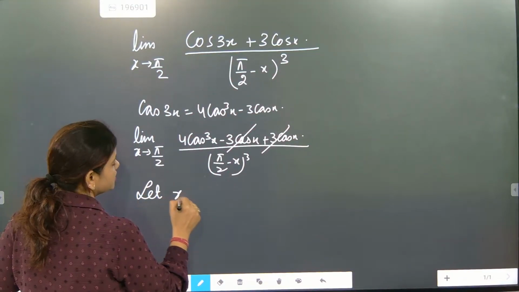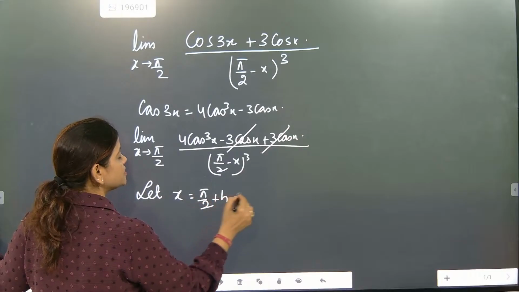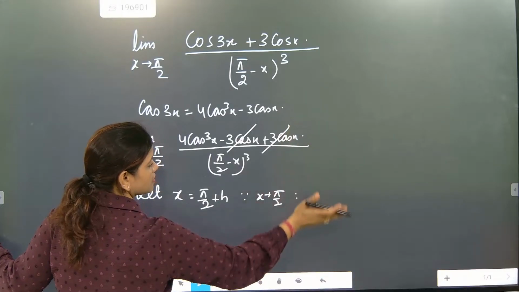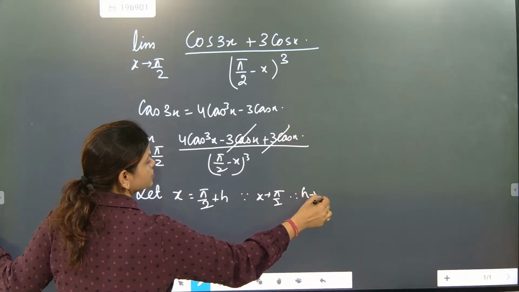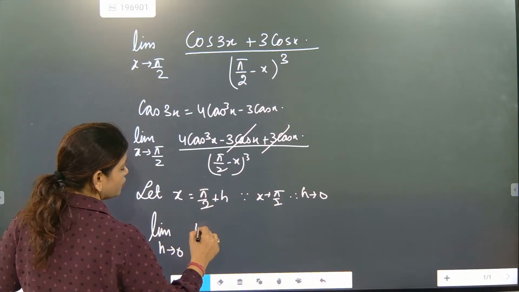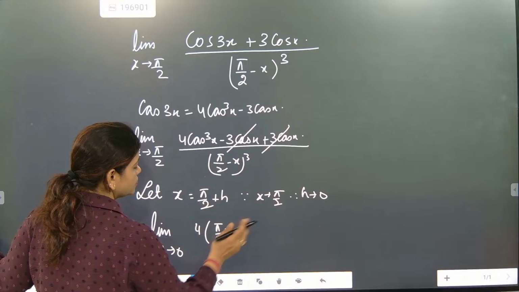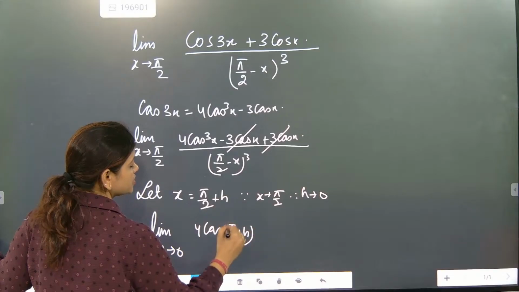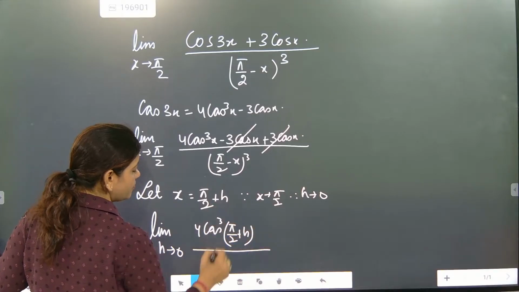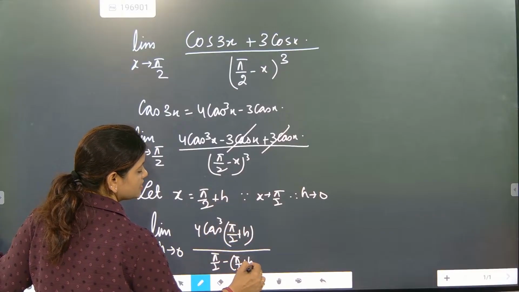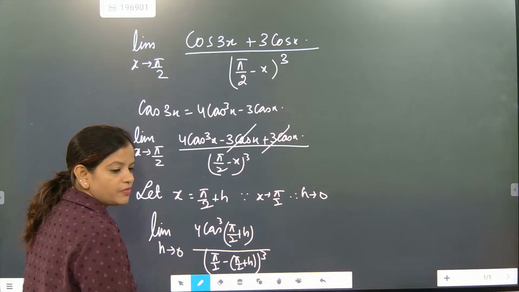So now what we are going to do is, we will write let x is equal to pi by 2 plus h. Since x tends to pi by 2, therefore h tends to 0. So this part will become limit h tends to 0, 4 cos cube of pi by 2 plus h, sorry, I missed cos. The denominator part will become pi by 2 minus pi by 2 plus h. Wherever x is there, we need to replace it by pi by 2 plus h.